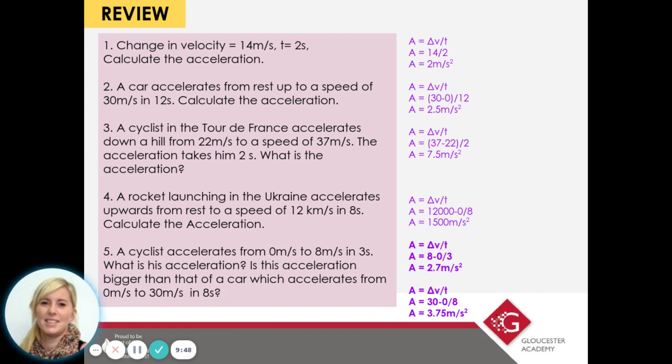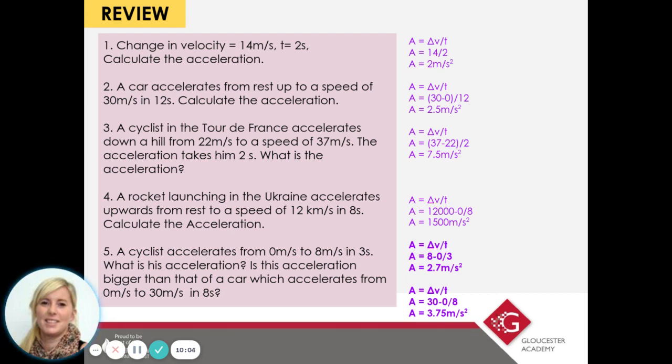And why have I written the answer as 2 when it should be 7? Oh dear. Okay. So 14 divided by 2 is not 2, it's 7, isn't it? Of course. So change that one. It should be 7 meters per second squared.